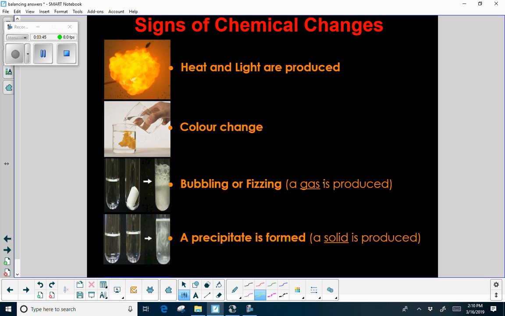So when you're looking for evidence for a chemical change, you look for these different types of clues. So that's it. Hopefully you can tell the difference between chemical changes and physical changes.